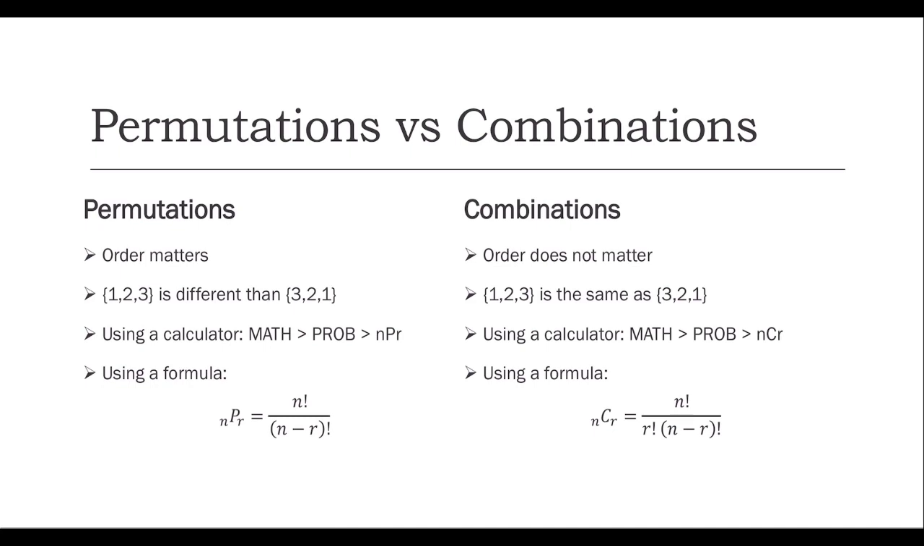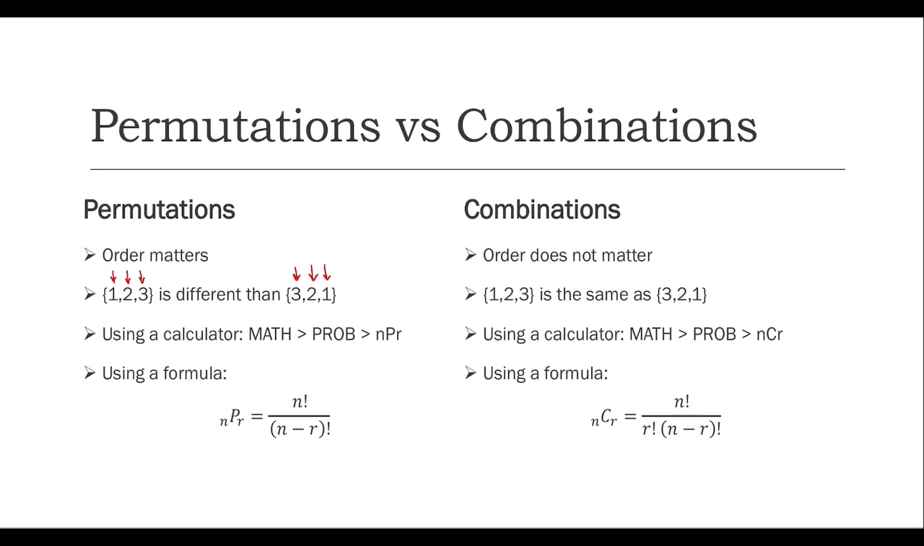So in a permutation, the order matters. So you're making a selection of three things, for example, and it's different if you pick one first, then two, then three, versus if you pick three, then two, then one. So these would be two different things.